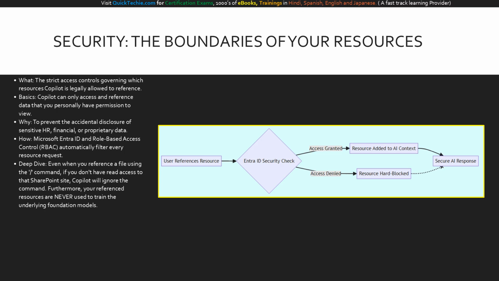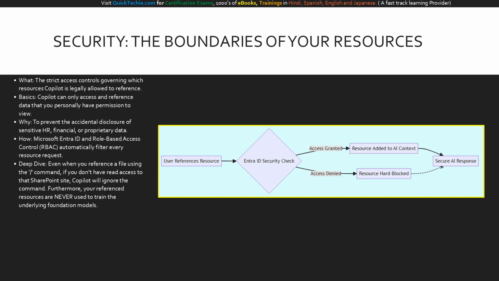If you try to use the / command to link a file you don't have permission to open, Copilot will simply act as if the file doesn't exist. This ensures zero data leakage across departments. Furthermore, and this is critical for enterprise trust, the resources you pull into your prompts are processed in a secure environment and are never used to train Microsoft's underlying foundation models.